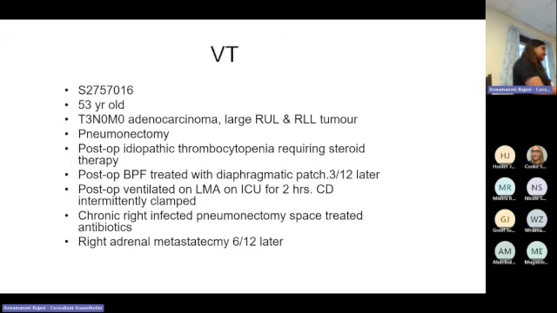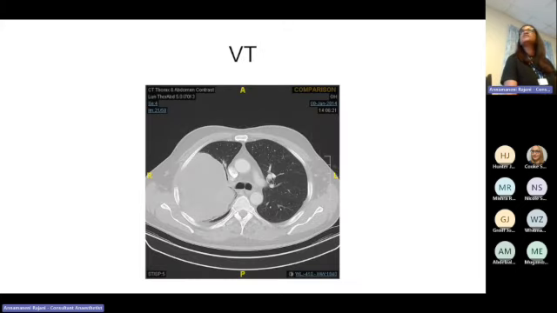Because he needed ventilating post-operatively and we were worried about the stump integrity, particularly on the background of steroids and everything else, we ventilated him on an LMA on ITU for the first 24 hours before we woke him up. So yeah, I think that's about it. That was his tumor.